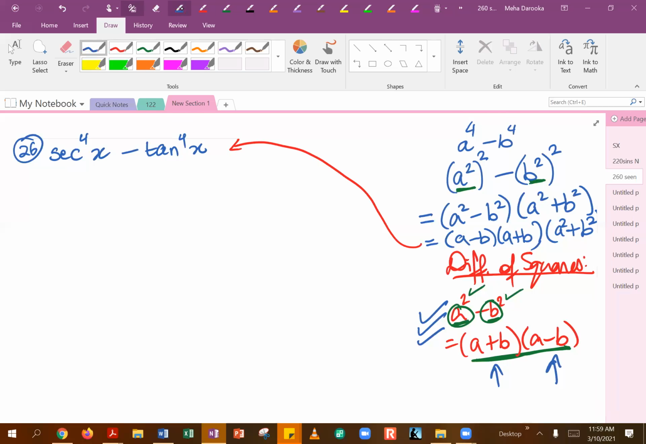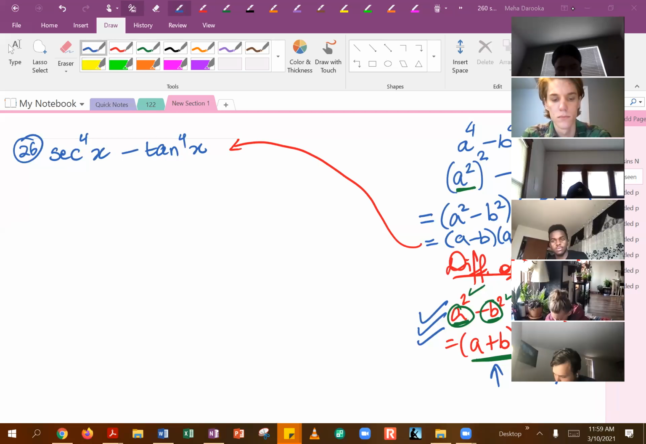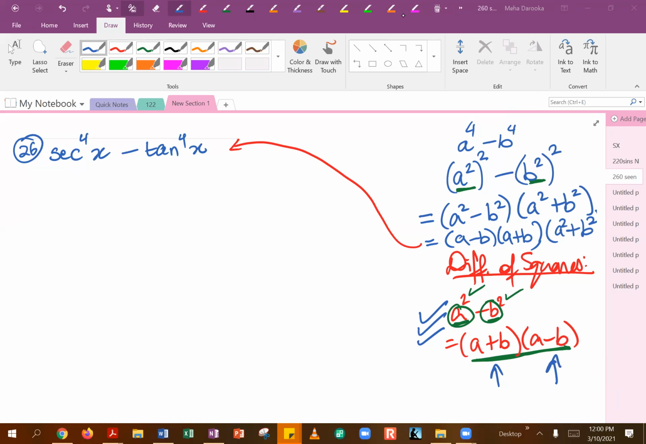So how do you think this will translate between your secant and tangent function? How will we write it out? So take a minute and think about it, and let me see what kind of answer you are able to come up with.